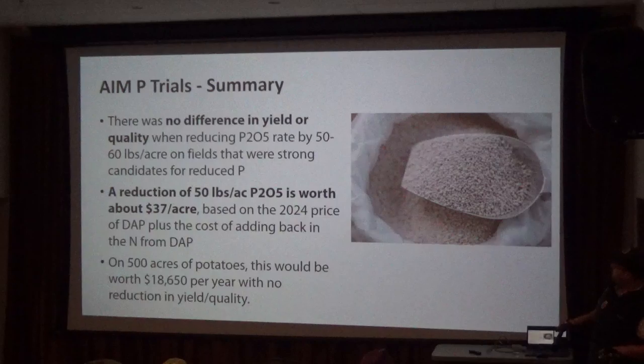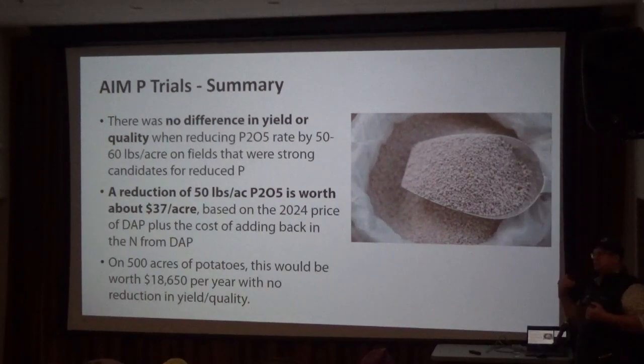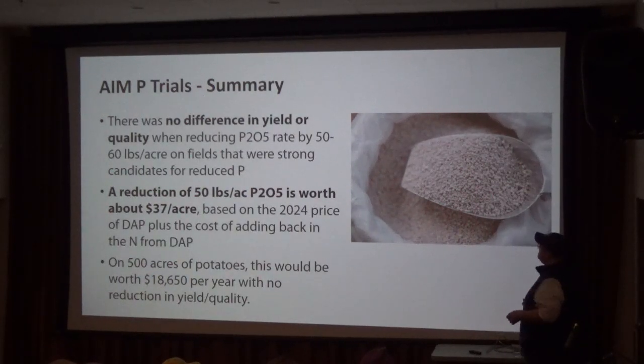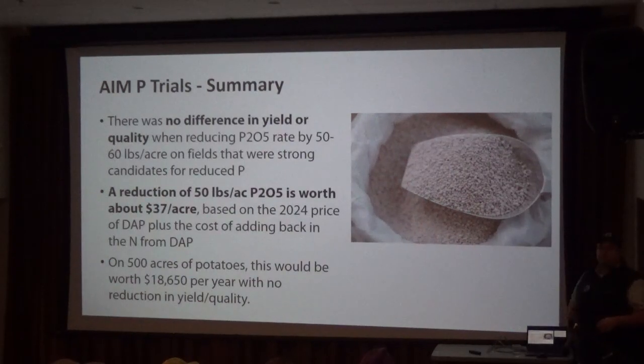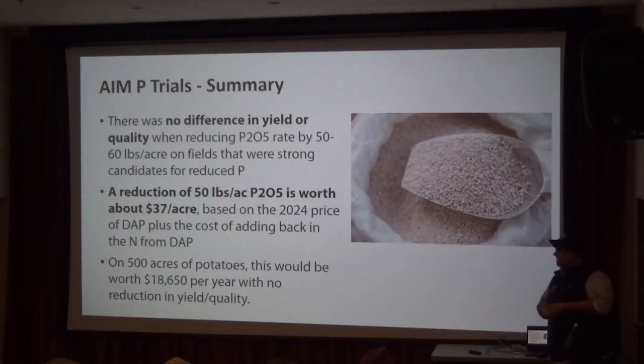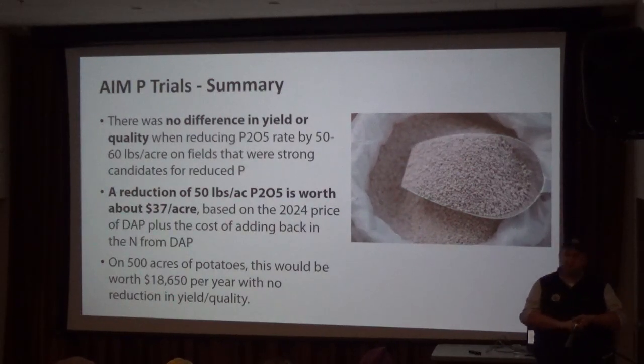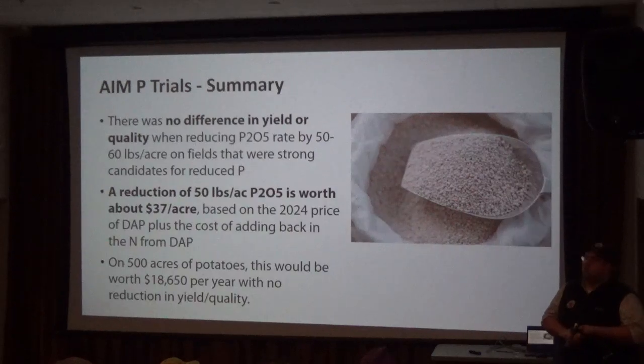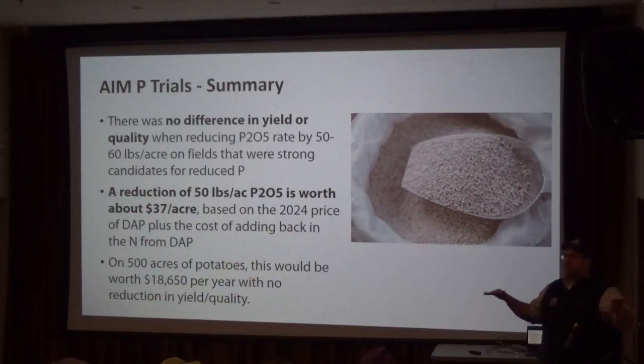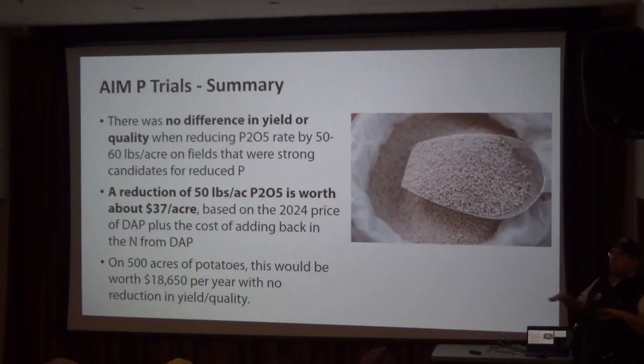I took the cost of DAP and then I backed out the nitrogen that's in DAP, and then you have to add that back in. So just the P2O5 part, on last year's fertilizer price, is about $37 an acre. From what I've been told, the price of DAP's going up this year, so probably more like 40 or more. That is a savings of $18,650 on a 500 acre potato farm and no impact to your bottom line other than that, no impact to your crop.